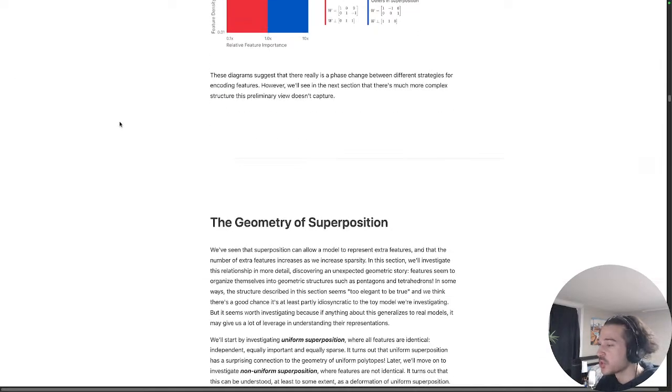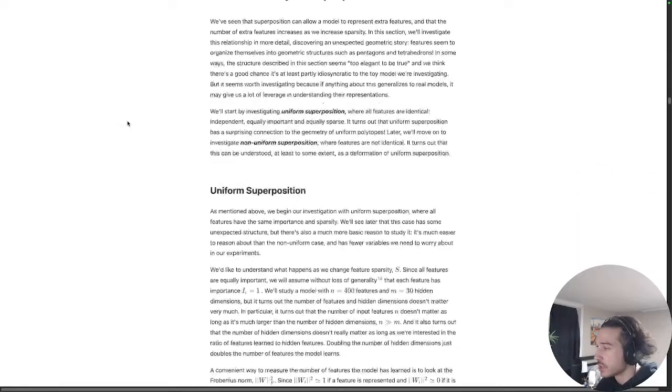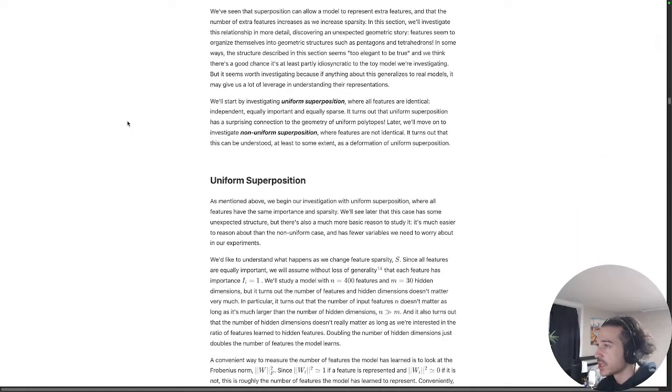The geometry of superposition. We've seen that superposition can allow a model to represent extra features, and that the number of extra features increases as we increase sparsity. In this section, we'll investigate this relationship in more detail, discovering an unexpected geometric story. Features seem to organize themselves into geometric structures such as pentagons and tetrahedrons.